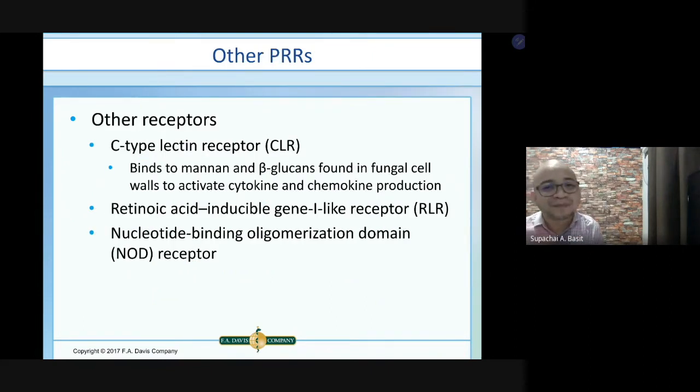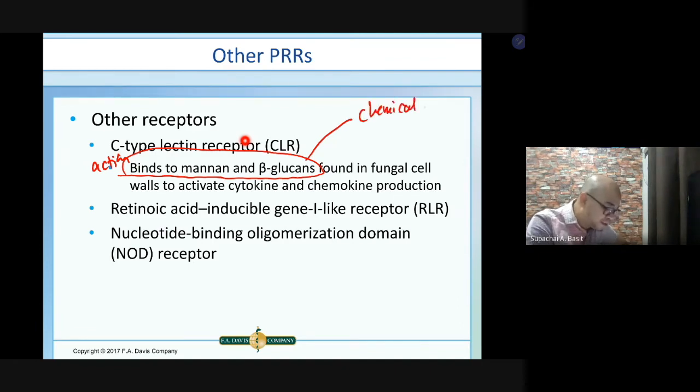So aside from the toll-like receptors, we also have other types of receptors, such as the CLR, which can bind to mannan and beta glucans. So this is the action of the CLR. They can bind to mannan and beta glucans. What are these mannan and beta glucans? These are the chemical components of fungi. It is found at the cell wall of fungi, bound by the CLR.